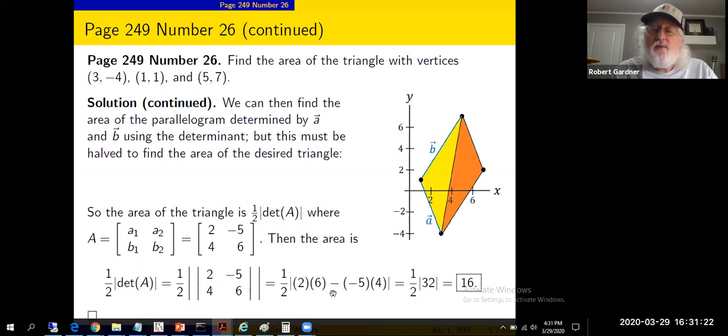Be very, very careful. In the notes I've laid all the computations out. It'd be easy enough to lose a negative sign in all of this. But that'll produce this: 2 times 6 is 12, minus negative 5 times 4, that's 12 plus 20, which is 32. The absolute value of 32 is 32. Divide by 2 for the 1/2 out front. 32 is the area of the whole parallelogram. Cut it in half, and the area of the desired triangle is 16.